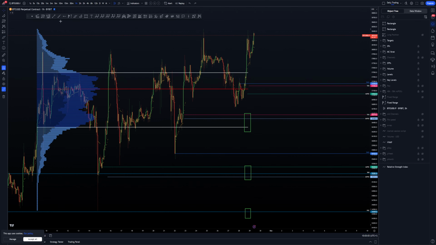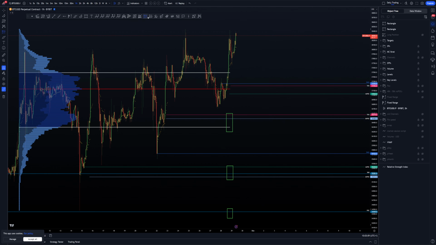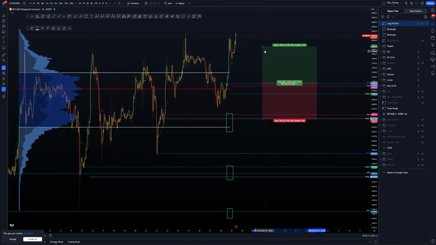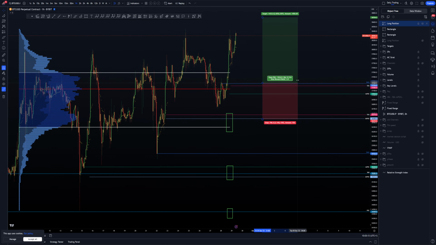So yeah, this will be really here my first area for a long. Okay, so this will be the first possible long trade. Just trade based off the reaction.